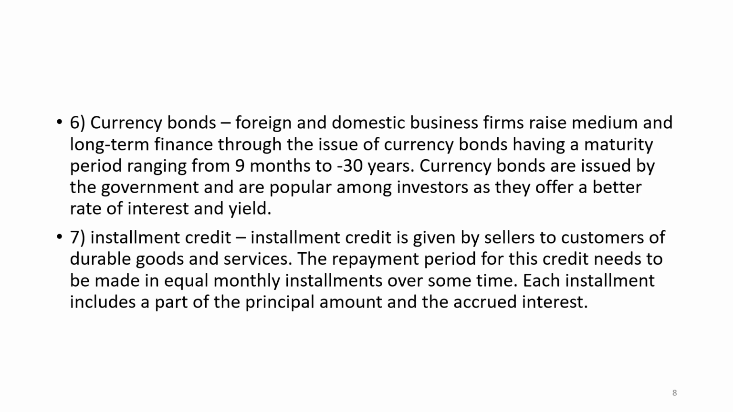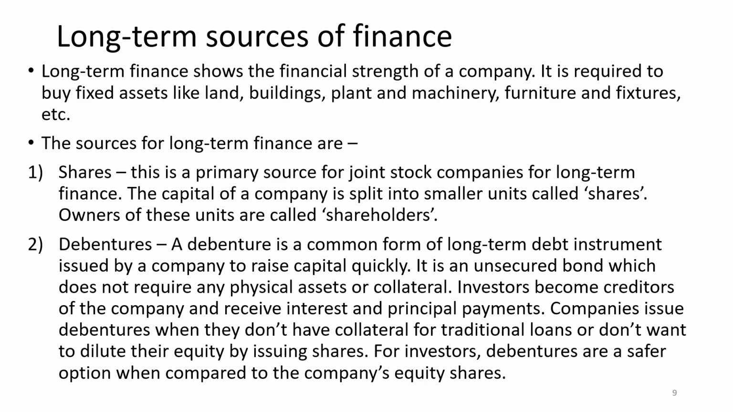And installment credit is like how we pay our EMIs. When we purchase something, every month we pay the EMI on whatever we have purchased. So that is installment credit. During the repayment period, we pay the principal amount plus the interest, which is known as the EMI, equal monthly installments. So these are all the ways in which you can get medium-term finance.